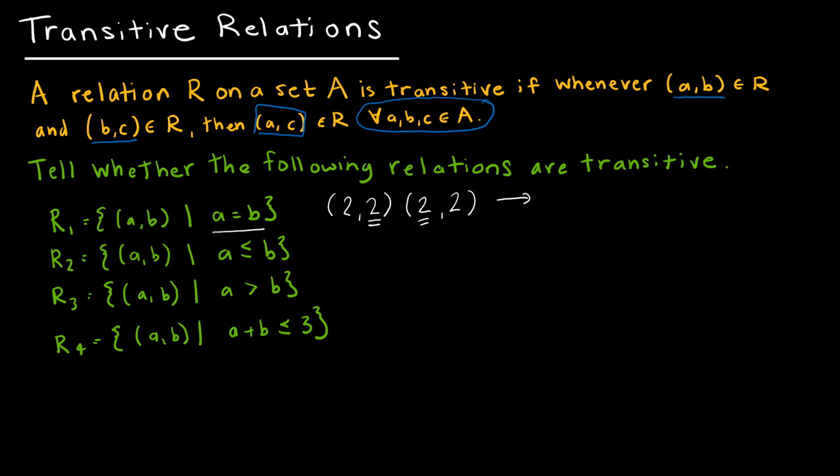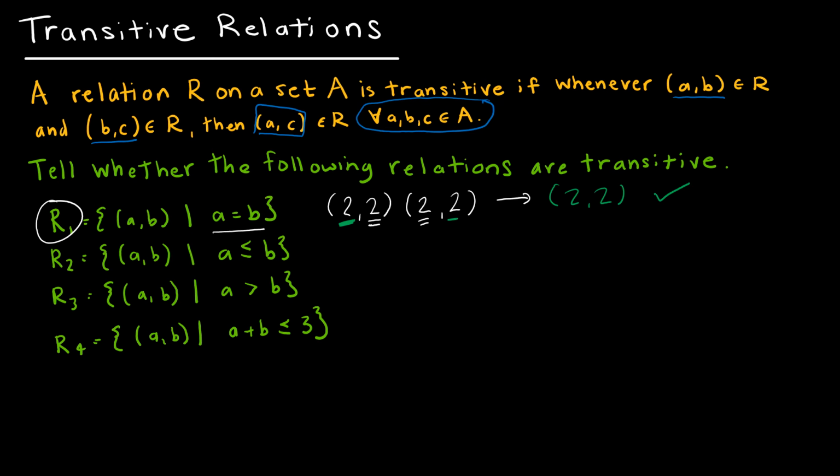Well, now we're looking at the first part and the last part. So does that imply that (2, 2) is also in the relation? Yes, it does. And it works for every ordered pair that we can come up with, because all ordered pairs in R1 have A equal to B, and so it's always going to be true. Say that if (7, 7) is in the relation and (7, 7) is in the relation, then (7, 7) is in the relation. So that one's, again, kind of a silly one, but R1 is in fact transitive.